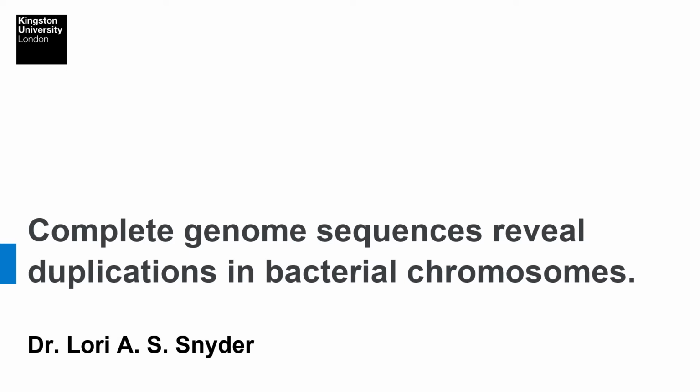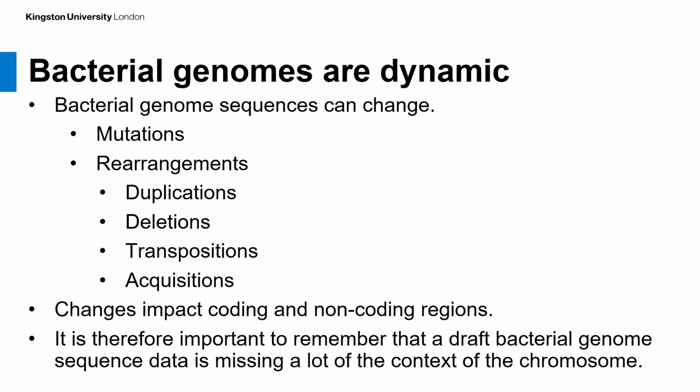Complete genome sequences reveal duplications in bacterial chromosomes. Bacterial genomes are dynamic. Bacterial genome sequences can change, and they can change due to mutations and rearrangements. This can include duplications, deletions, transpositions, and acquisitions, whether that's acquisition of DNA from other species or acquisition of DNA from neighboring cells that are in the same microcolonies.